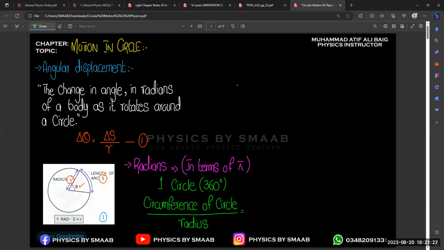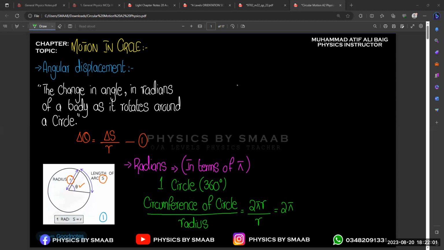So that will be equal to 2 pi r divided by r, which is finally equal to 2 pi. So if someone asks you to write the value for one complete circle in radians, that will be equal to 2 pi. Okay, because we know that one complete circle gives the value 360, and 360 divided by 2 pi will be equal to 180 divided by pi, like this.